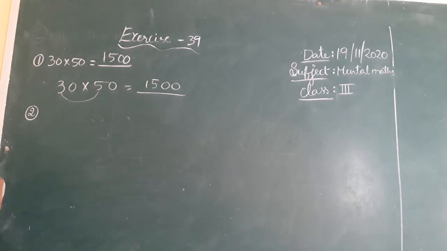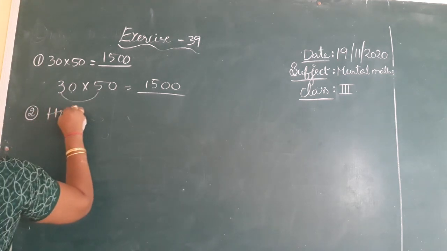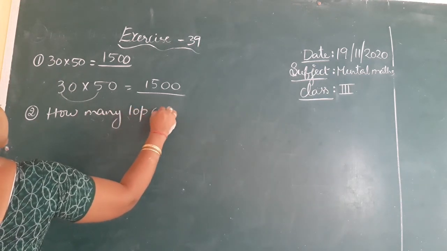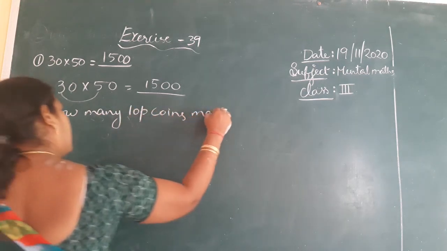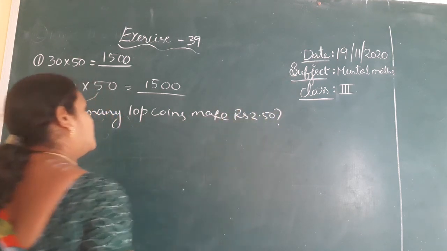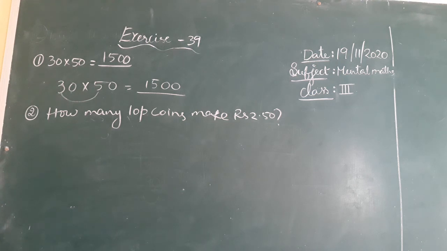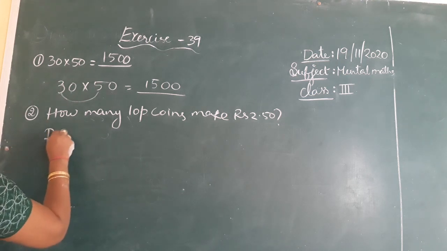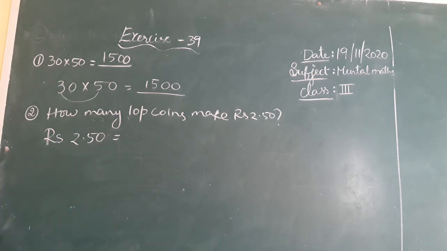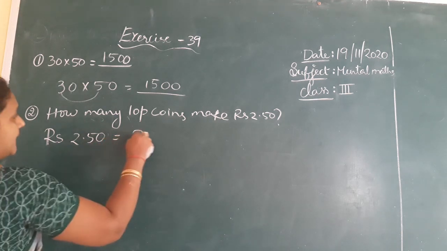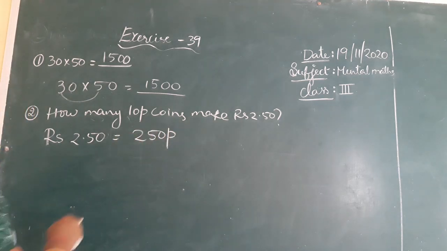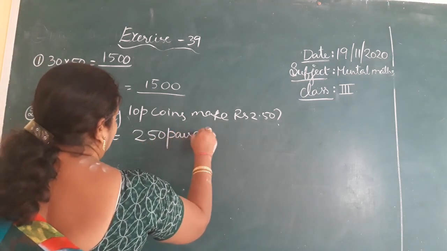How many 10 paise coins make 2 rupees 50 paise? How many paise are there in 2 rupees 50 paise? If you remove that dot, it will be the paise. So 250 paise are there. In 2 rupees 50 paise, there are 250 paise.